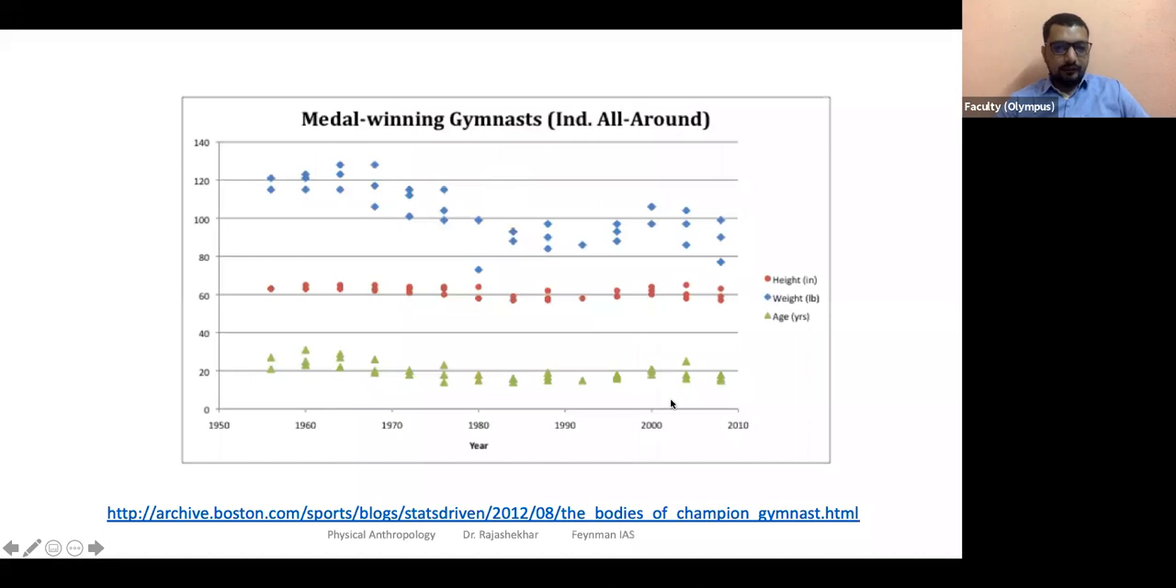So this is data from a 2012 paper where they analyzed medal winning gymnasts. Here they are comparing different features: the red one in the middle is height, the blue one is weight, and the green one is age. So what are we learning about the body proportions of medal winning gymnasts? On age, most of them are youngsters, between 20 to 25 years approximately.